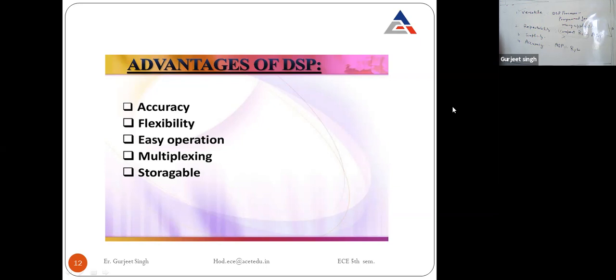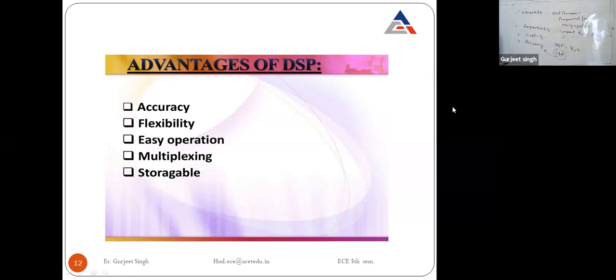In the case of DSP, we are not using the resistor or the inductor. Here it is computer operated, so accuracy is more in the case of the DSP processor.